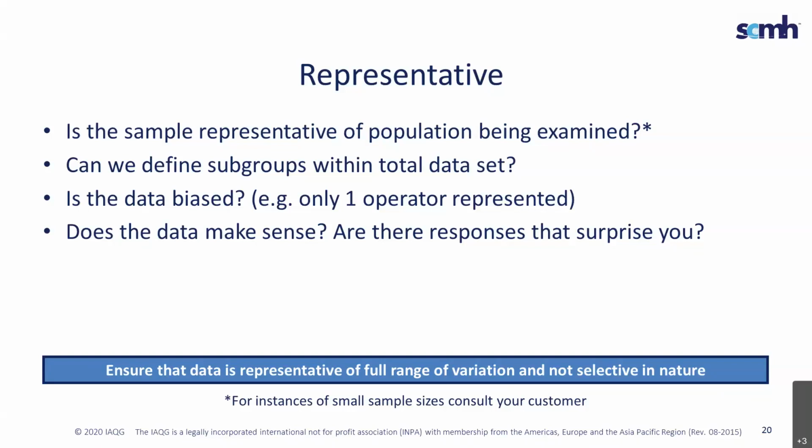Is the data biased? For example, representative would mean that I accounted for all sources of variation, or as much as possible, that would make it representative of the population. If I have 5 operators that run the machine and I only use 1 operator, could I really claim that 1 operator is representative of the process?